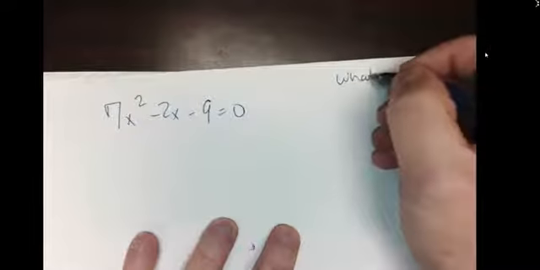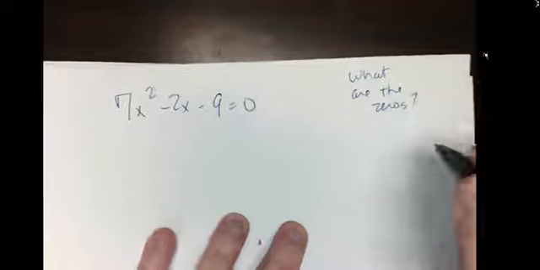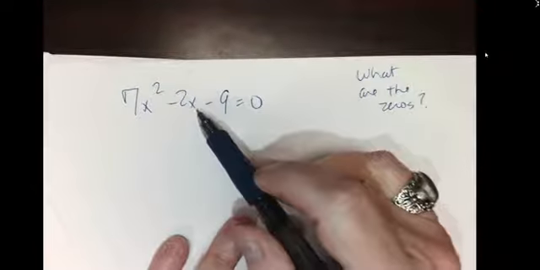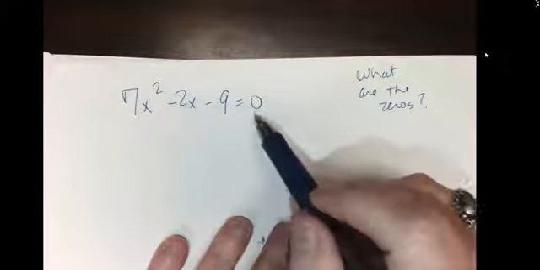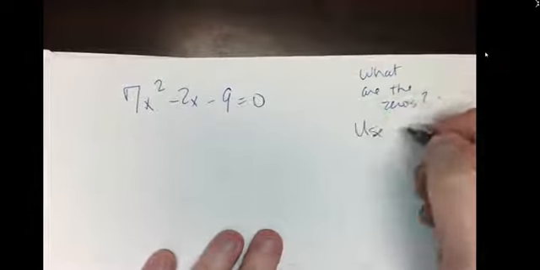So what are the zeros? What values of x, if you plug in here, will make this equal to 0? That's what we're going to find. Use the quadratic formula.